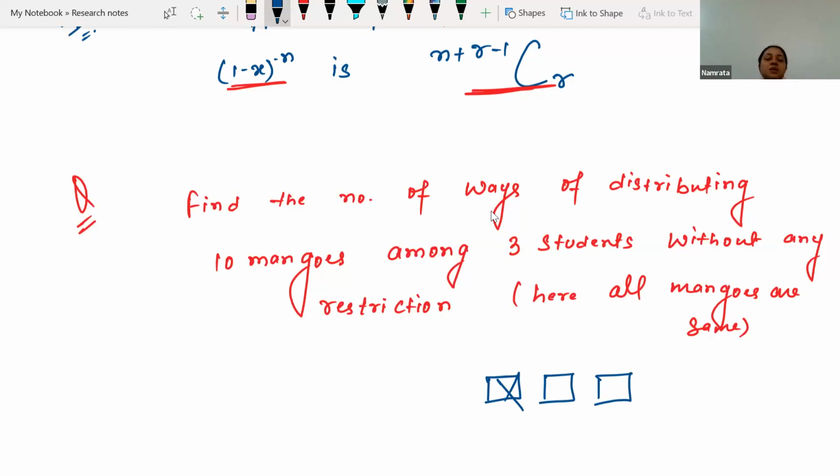Similarly for the second student, if you want, you can skip the second student. That means you can give no mango to the second student, or you can give one mango, or two, or three, four, five, six, all the mangoes you can give to the second student only, and you are done with the distribution. So for this type of question we cannot directly apply the concept of permutation or combination, the formulas nPr and nCr which we have learned, since all the mangoes are identical and there is no restriction.